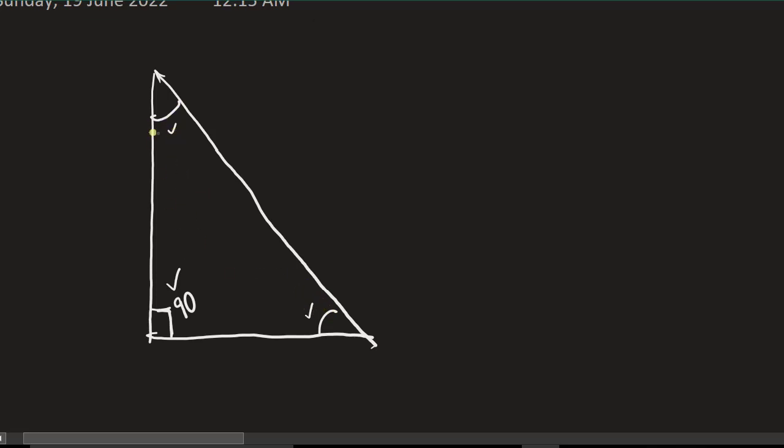For example, if it is 45, so 90, 45, and then it should be 45 as well. Or if it is 60, then this one should be 30. So 60, 30, 90 is 180.